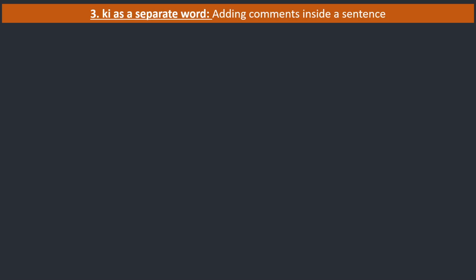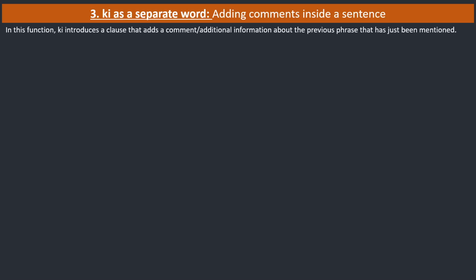So basically you can insert additional information or a comment about the previously mentioned phrase. And how does that work? Like, how do you say that in English? Like, when you say "which" inside of a sentence or in the middle of a sentence, we also use ki.